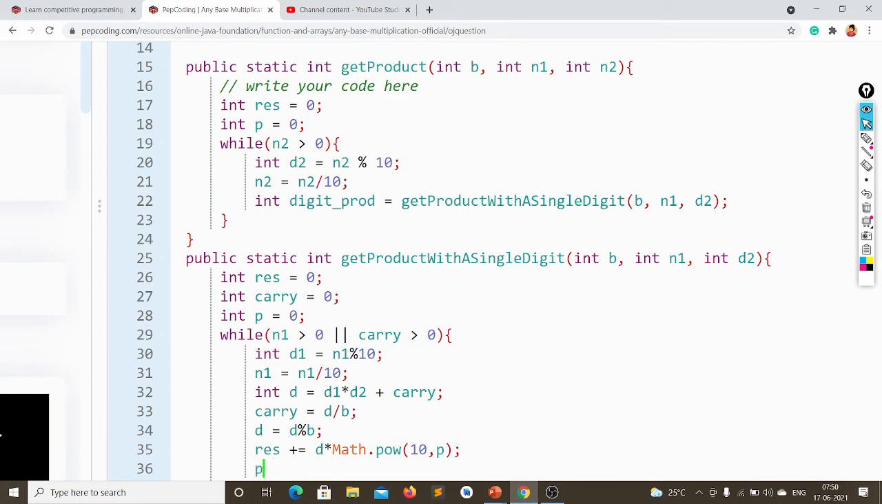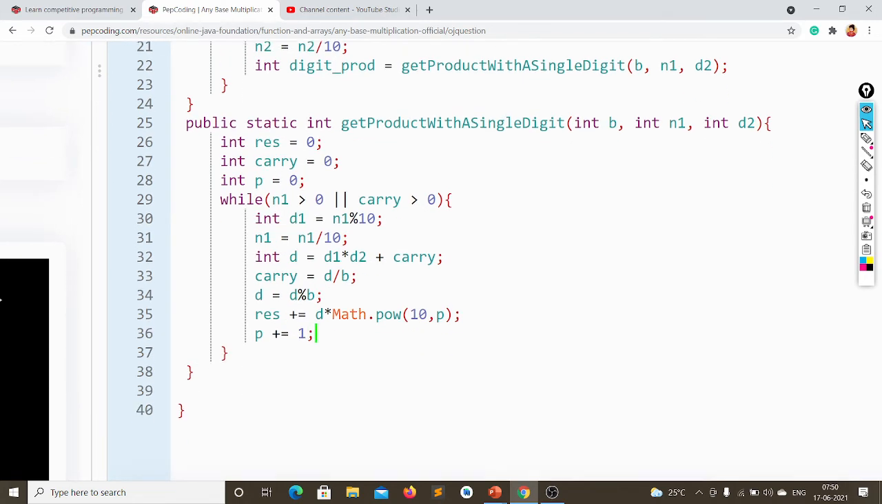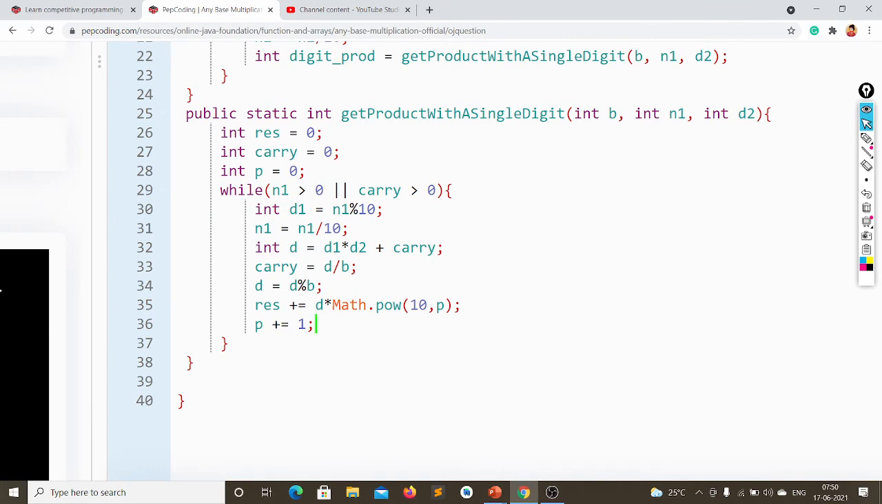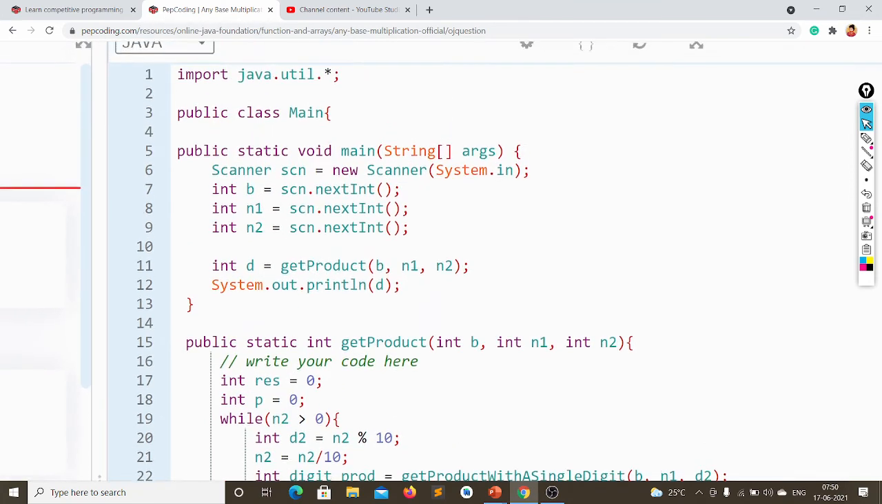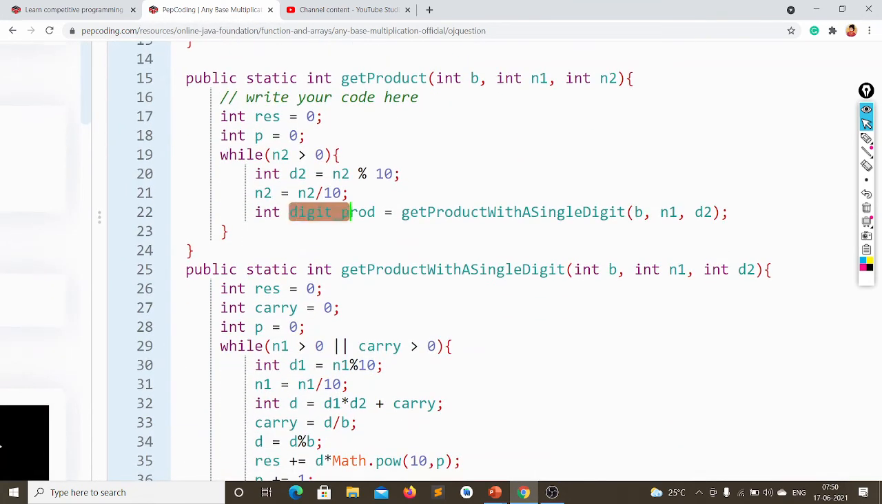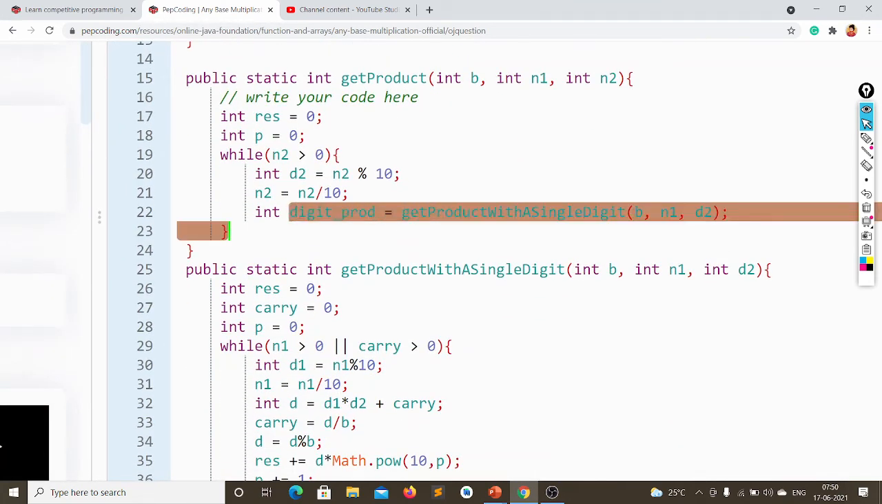So let's take p plus is equal to 1. Okay, so that's it about this get product with a single digit. So let's return that, return result. Okay, here we will get a result now. So here we will get digit product. But what we have to do, what is the next step you are thinking?